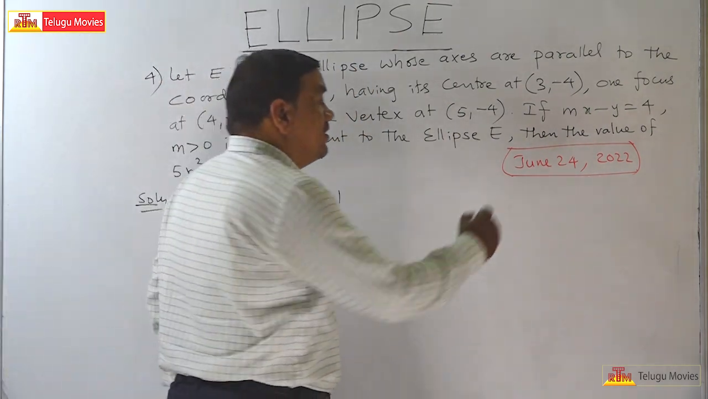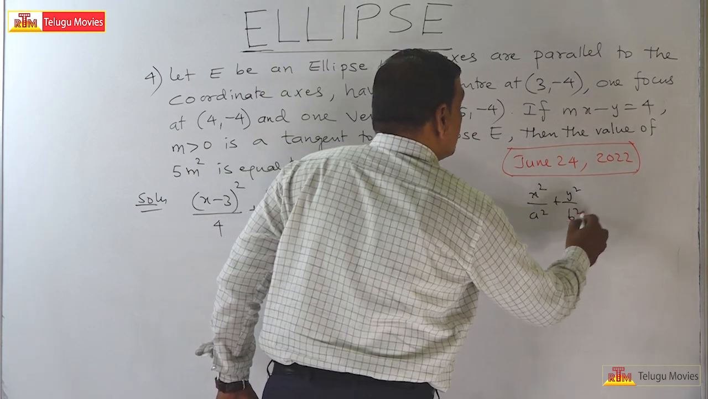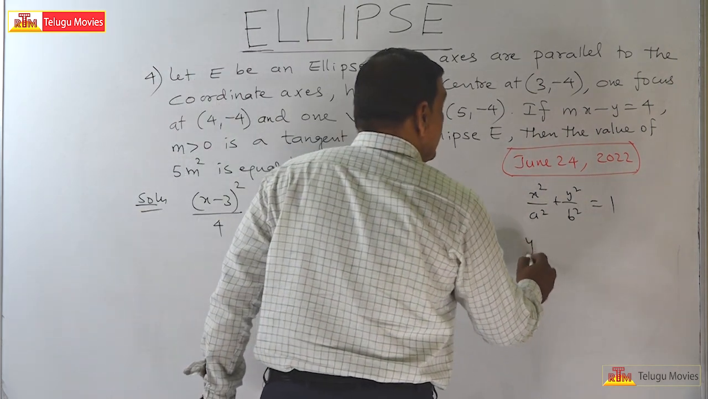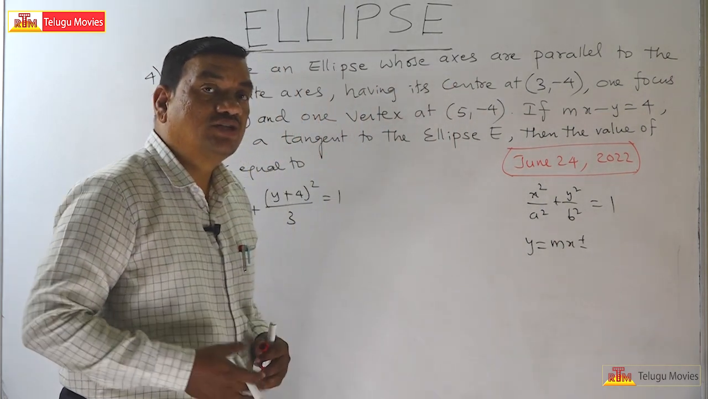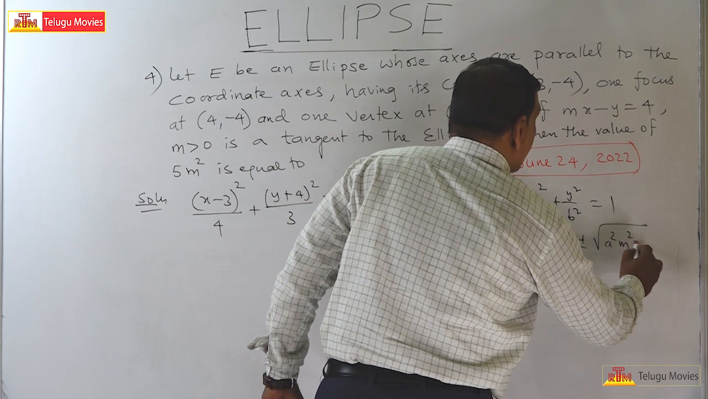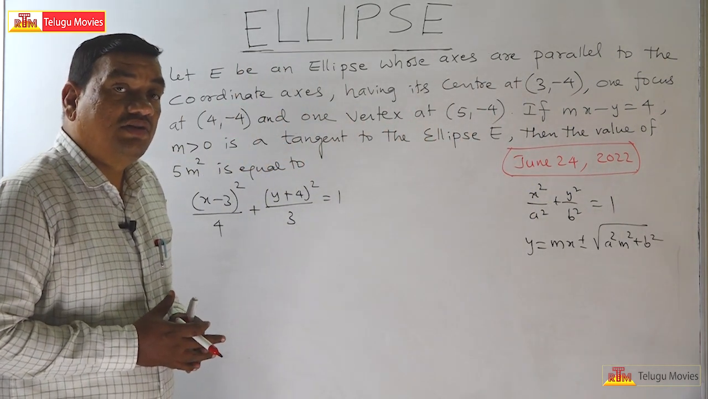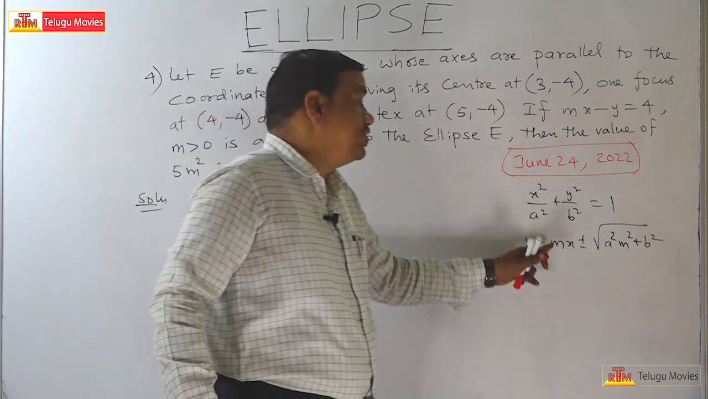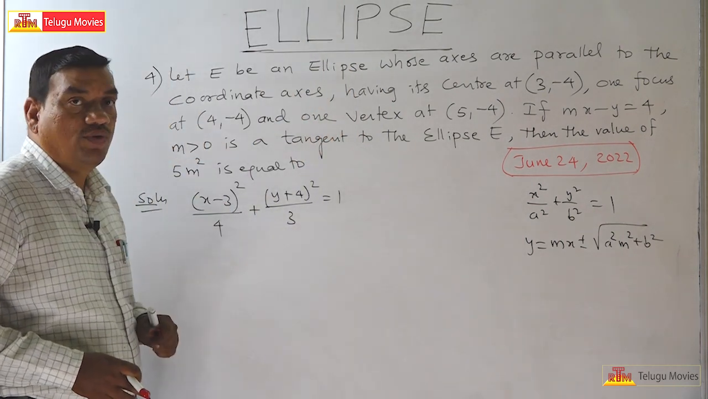Here, for example, if our ellipse is x square by A square plus y square by B square is equal to 1, the equation of the tangent is y is equal to mx plus or minus root of A square m square plus B square. This is the equation of the tangent to the ellipse whose center is 0 comma 0, but here the center is 3 comma minus 4.